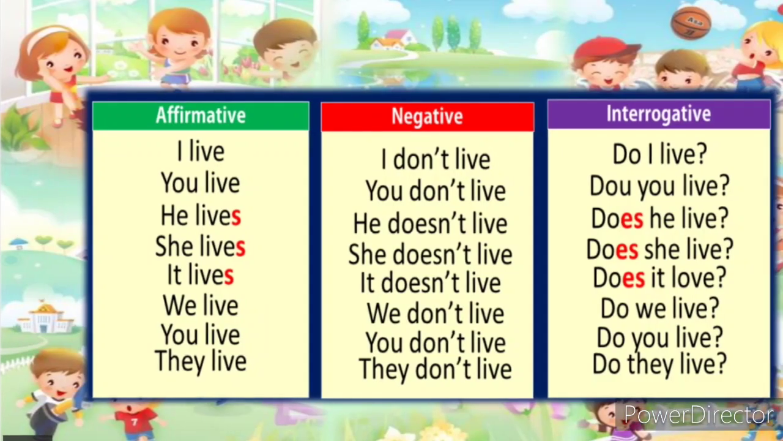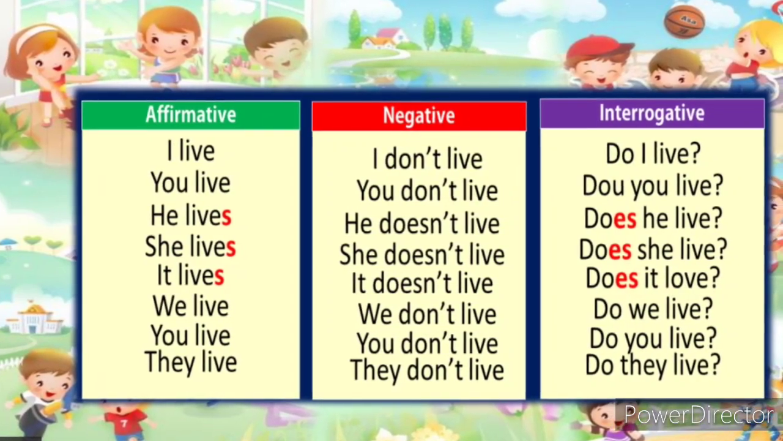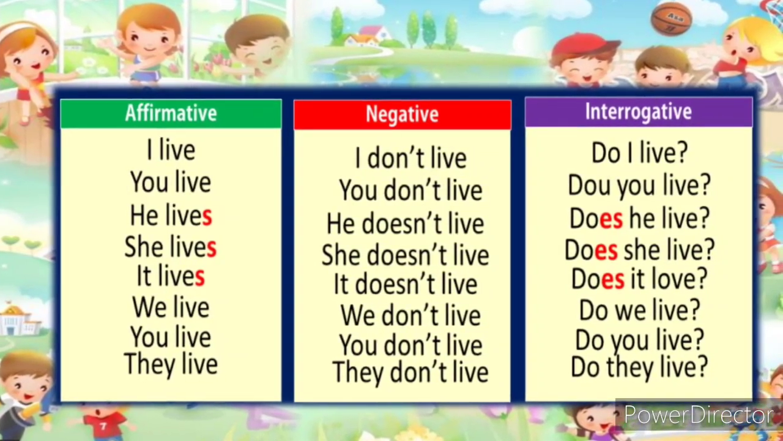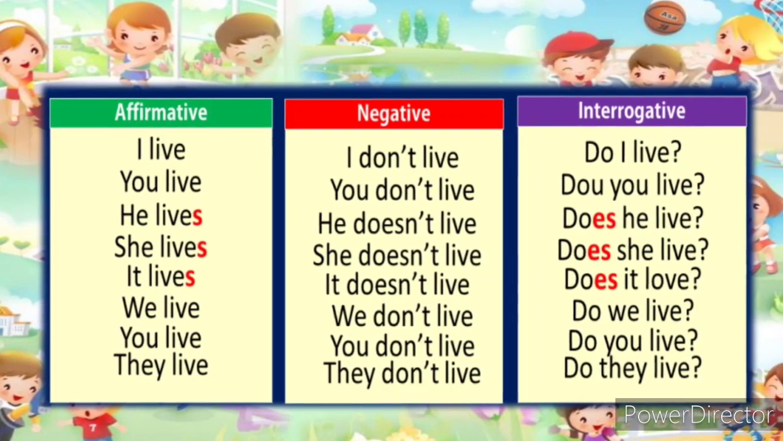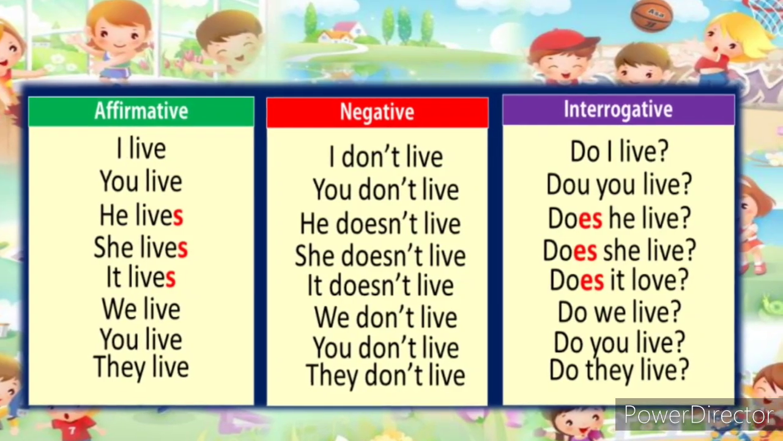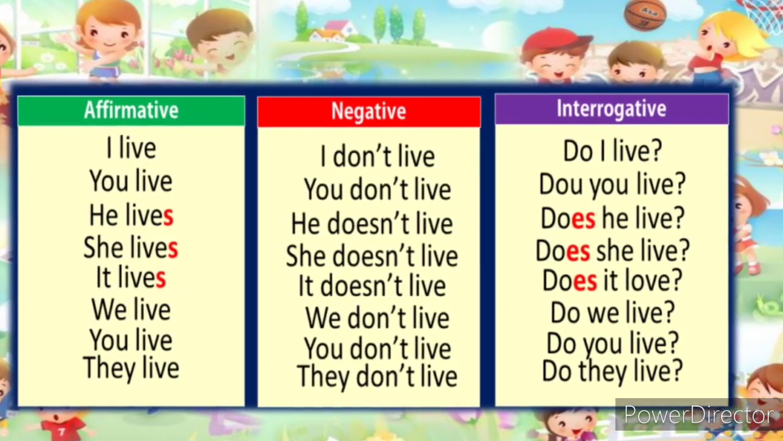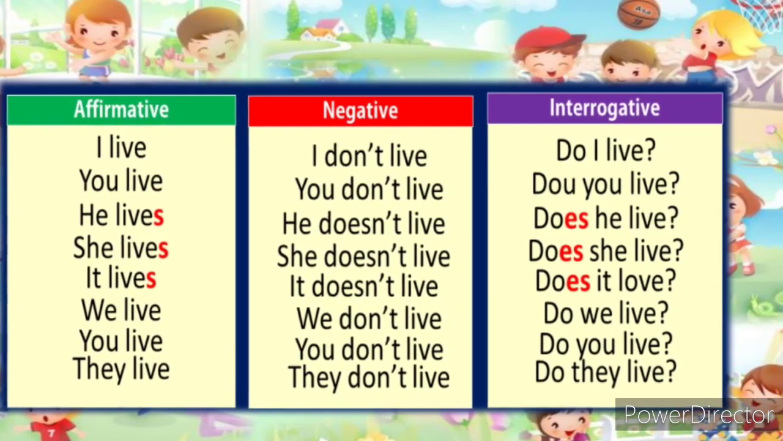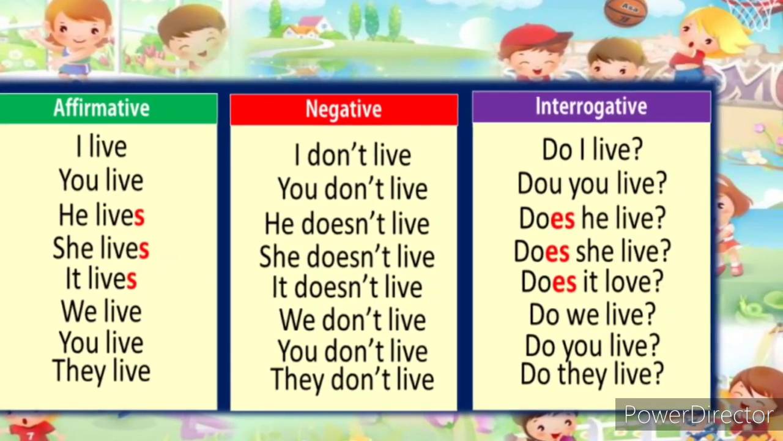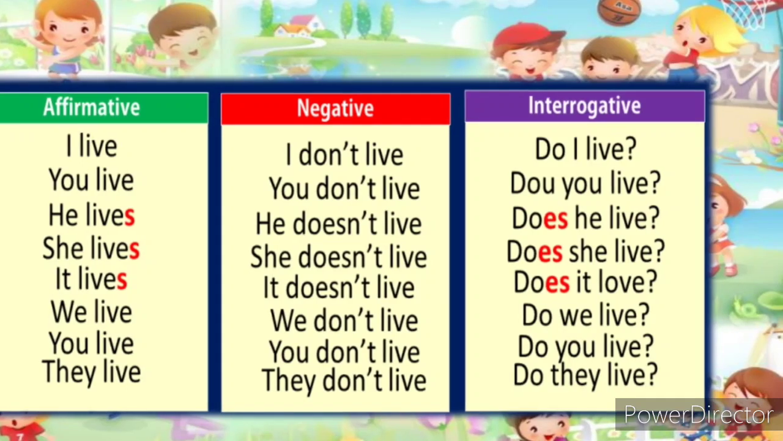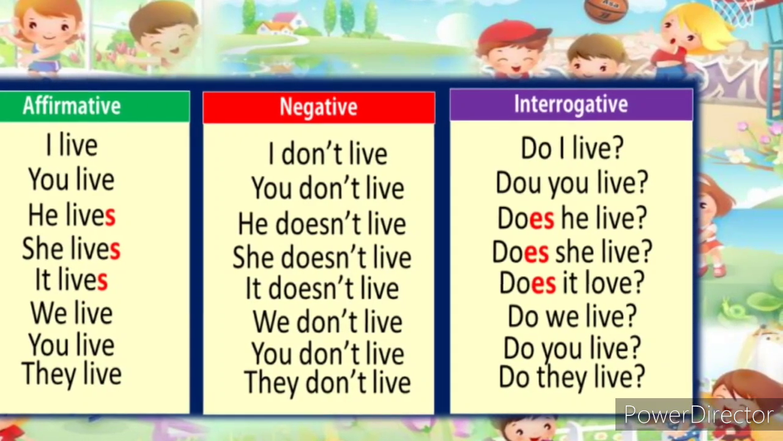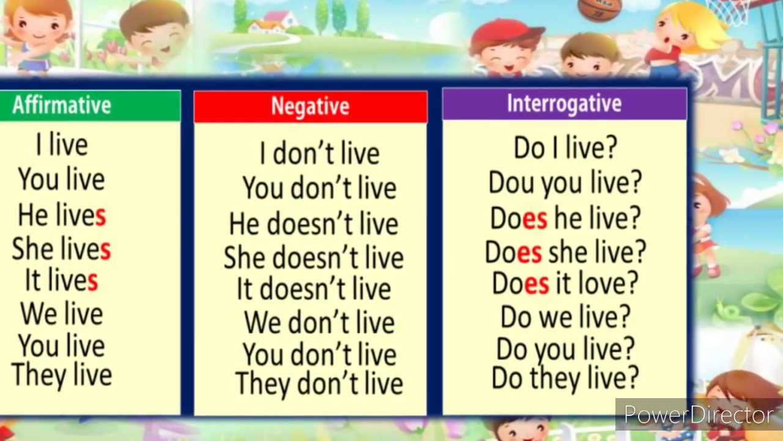Now let us see all the three forms of simple present tense in a single frame: affirmative, negative, and interrogative. See, I live, I do not live, do I live? You live, you do not live, do you live? He lives, he doesn't live, does he live? She lives, she doesn't live, does she live? It lives, it doesn't live, does it live? We live, we don't live, do we live? You live, you don't live, do you live? They live, they don't live, and do they live?